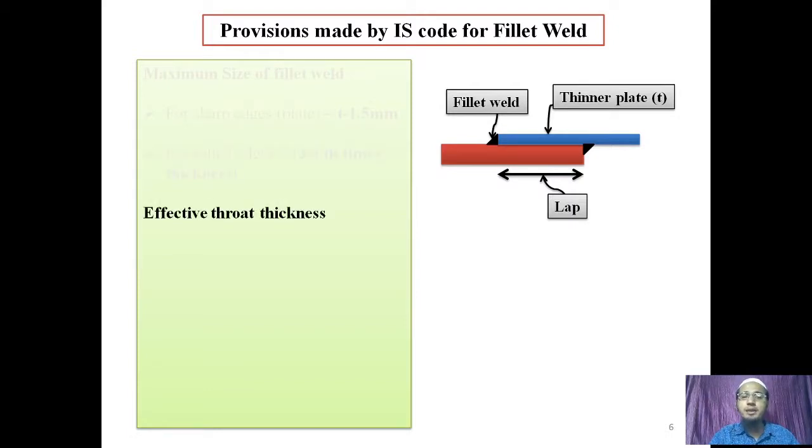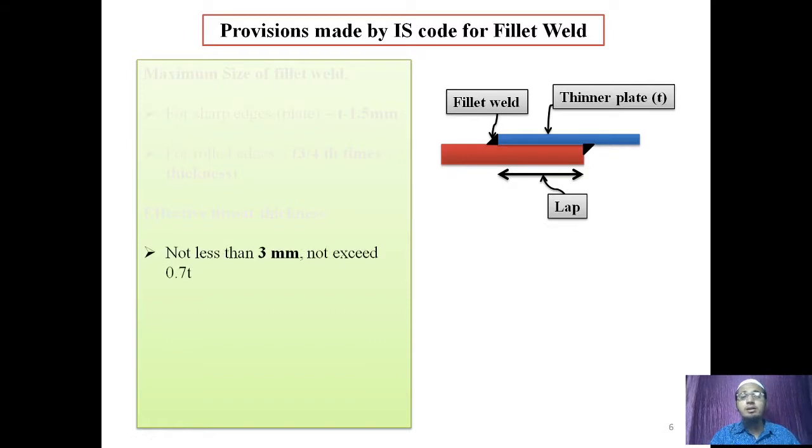Now what about the throat thickness? As we already discussed, can you define it? It is defined as the perpendicular distance from the root of the weld to the line joining the toes of the fillet weld. What about its effective thickness? IS says that the throat thickness should not be less than 3 mm and should not exceed 0.7 times the thickness of the thinner part.